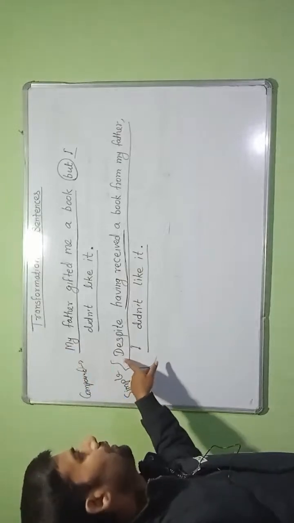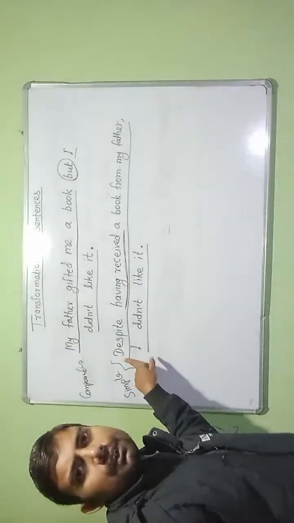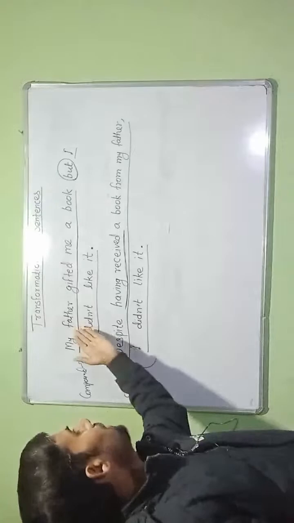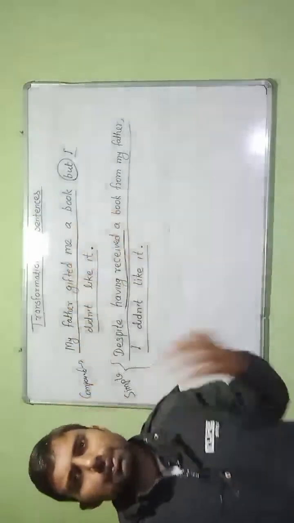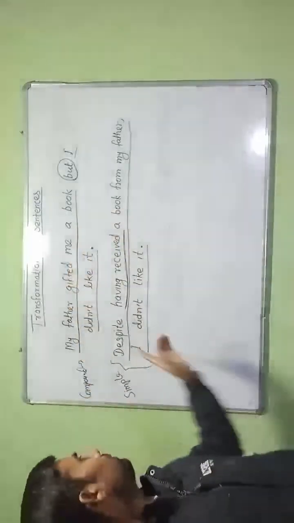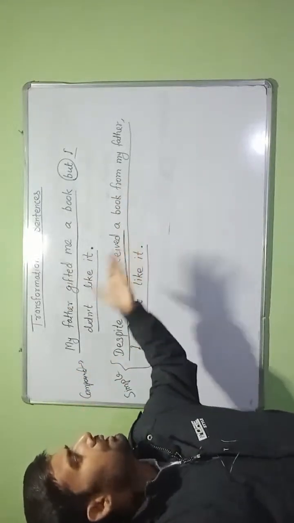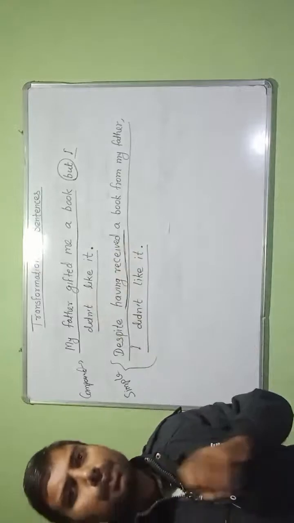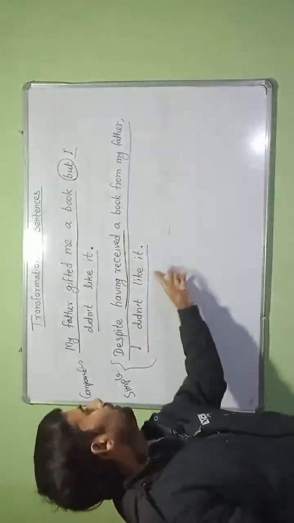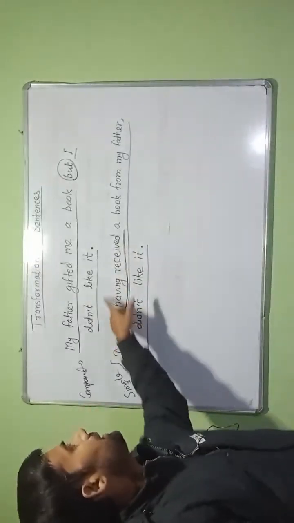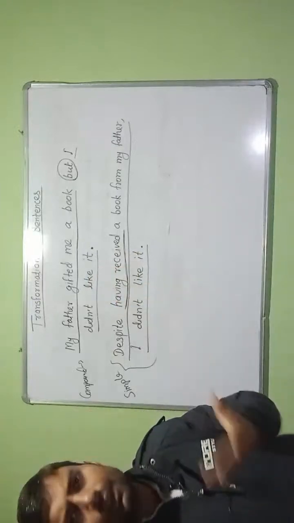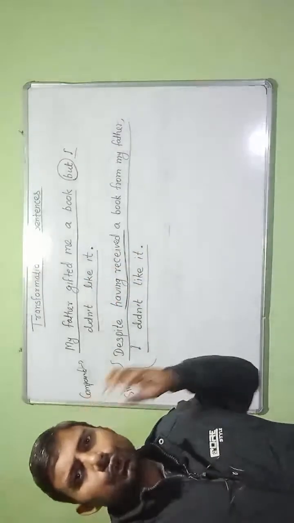If you observe this one and this one, is there a difference in the sense? No. My father gifted me a book. Despite having received a book from my father, I didn't like it, so I didn't like it. That remains the same. So the sense should be the same.